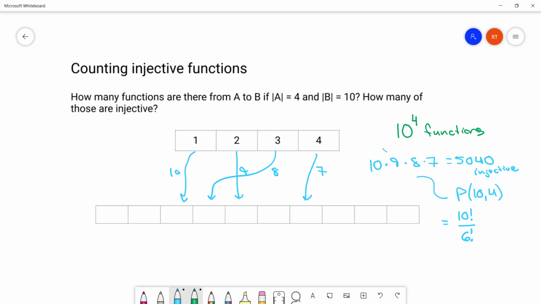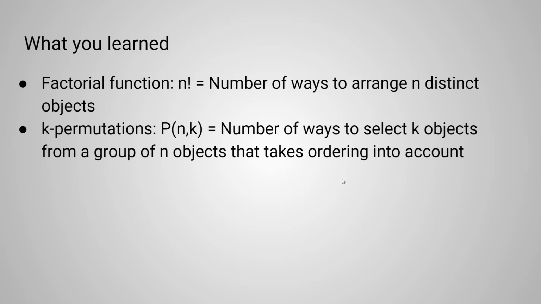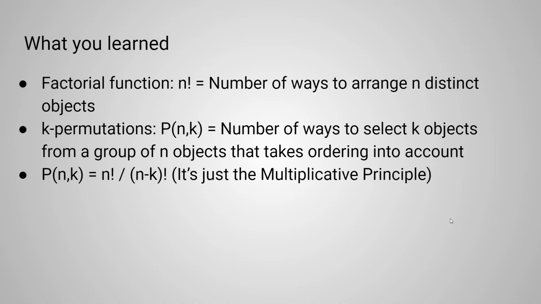So in this video, we added 2 tools to our collection for counting: the factorial function for counting arrangements of items in a set, and the k-permutation for counting the number of ordered selections of k items from a group of n items. Next up, we introduce a new, but not entirely unrelated, counting problem of distributing items to different people.